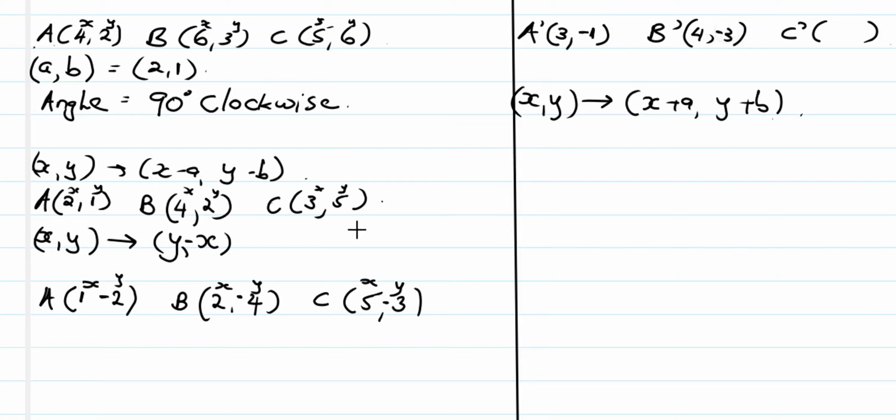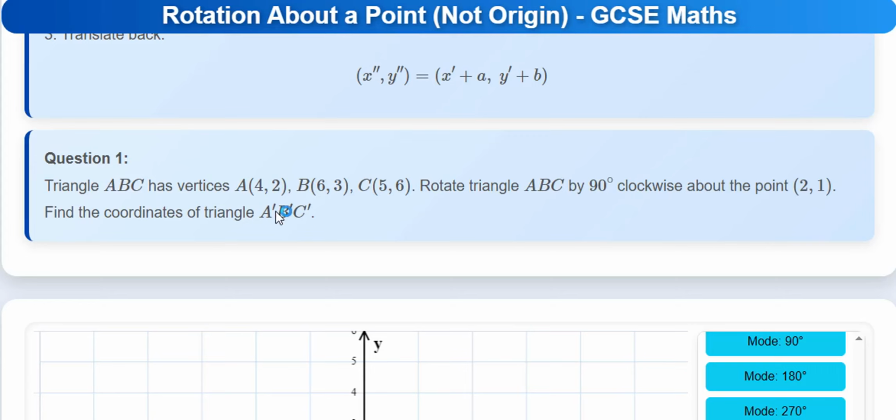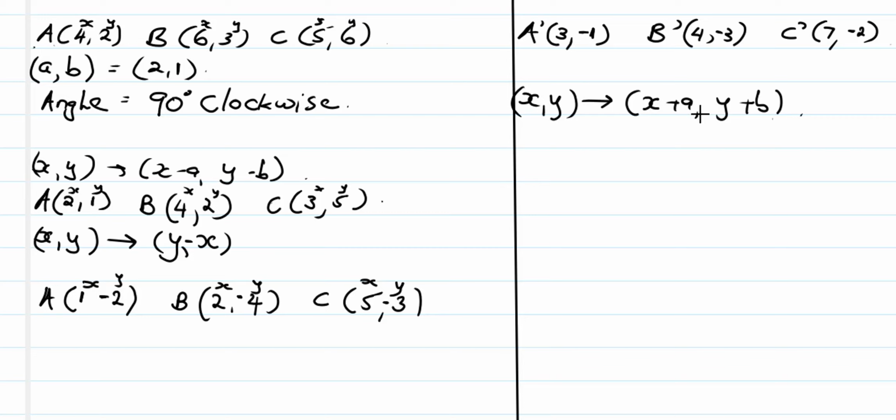And then we go to C, where x is 5, and a is 2, so 5 plus 2, which is 7. And then finally you have negative 3 plus 1, which is negative 2. And that's how we rotate a figure 90 degrees clockwise from a given center of rotation. So the new coordinates for A, B, and C become A is 3, negative 1, then B is 4, negative 3, and then C is 7, negative 2.